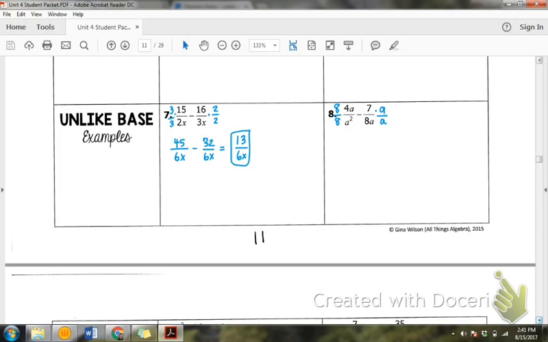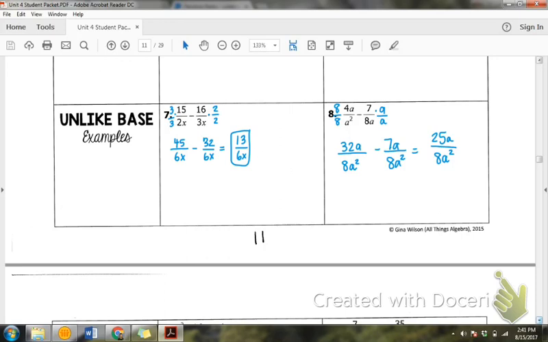Okay, so let's multiply the numerator. Gives me 32a. My denominator is 8a squared minus 7a. Still have 8a squared. 32a minus 7a, I can combine those. What is 32a minus 7a? 25a over 8a squared.